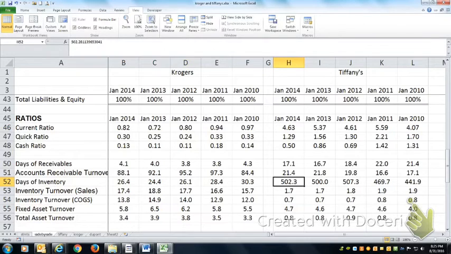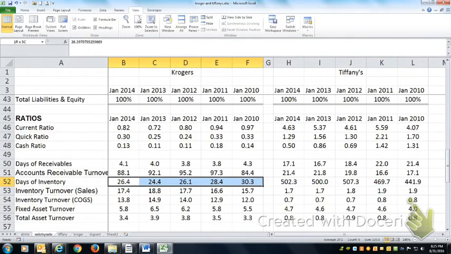Now compare that to Tiffany's. They have on average over 500 days' worth of jewelry and stuff. Well, that's because they don't sell it very often. So when Tiffany's buys a lot of inventory and leaves it on the shelf, it doesn't go bad. So having a high level of inventory, that's just the way their business operates.